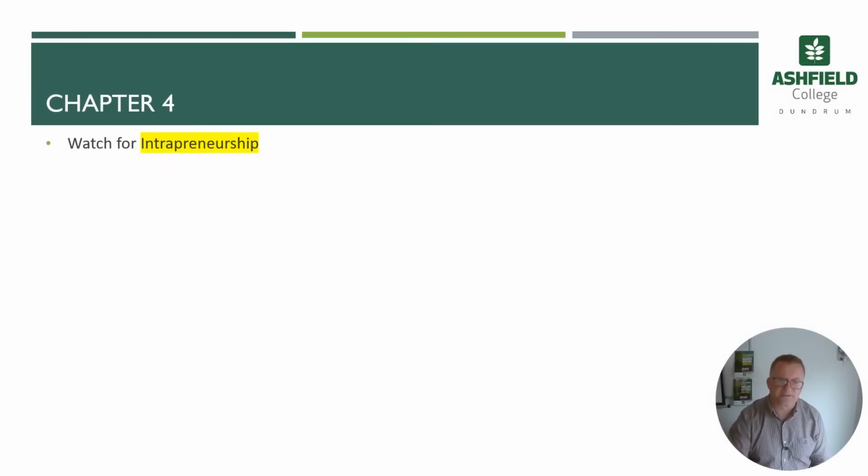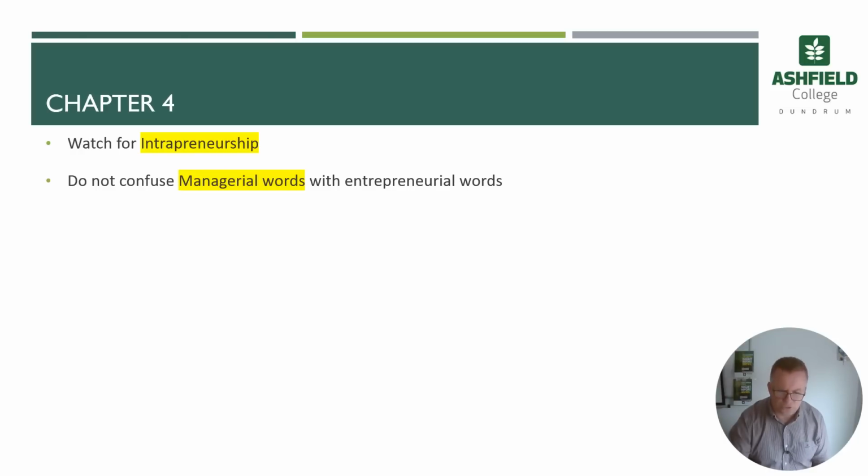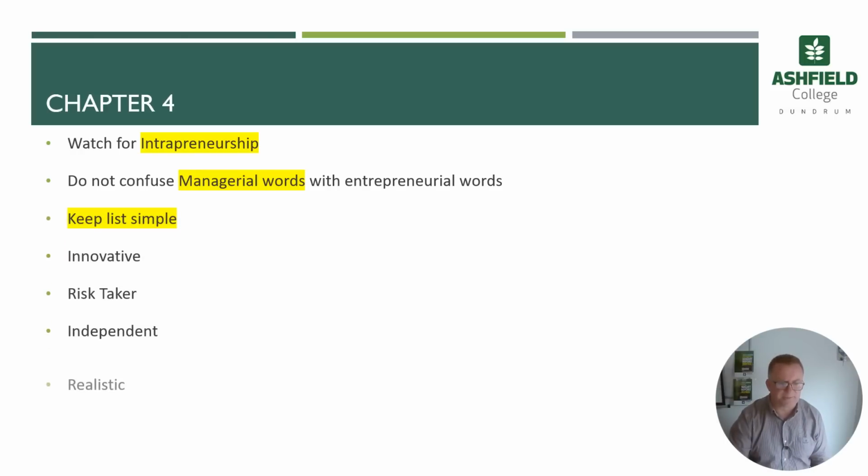Chapter 4 is on enterprise. Watch out for entrepreneurship with an I, which is an easy section. Students like it. The methods of encouraging it and the benefits of it for the business are the main features there. Do not confuse managerial words with enterprise words. This year, I suppose, it'll be a huge thing in the 2024 Leaving Cert, because for the first 7 chapters of the ABQ topics, you cannot use leadership or communication or motivation or planning or organising or controlling. If you do, you're in bother. Keep your list simple. Things like innovative, risk taker, independent, realistic, and also confident. So all of those are extremely important, and flexible as well.